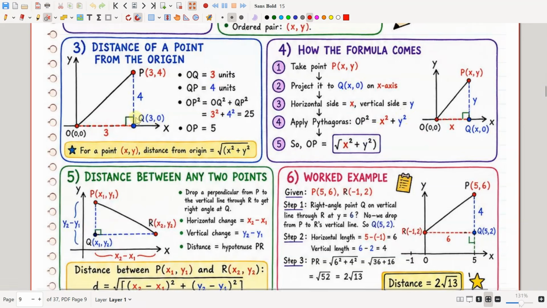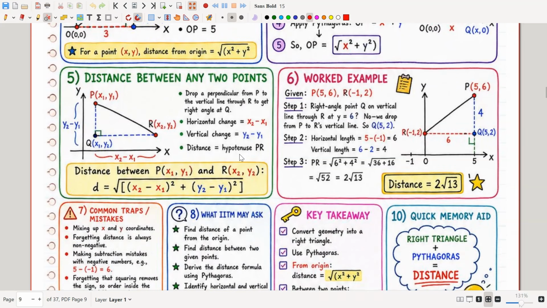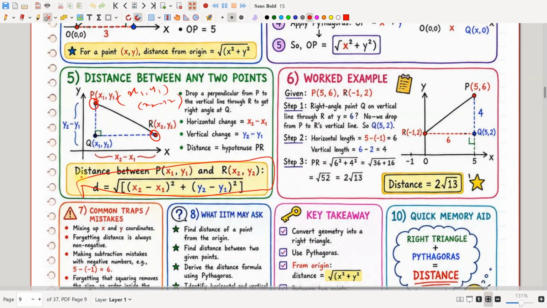And to find the distance between any two points, see here, I'm going to find the distance between P and R. I'll simply have 2 points, x1 comma y1 and x2 comma y2. So the formula for the distance between 2 points will be root of x2 minus x1 the whole square plus y2 minus y1 the whole square.